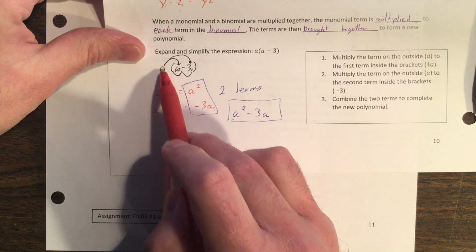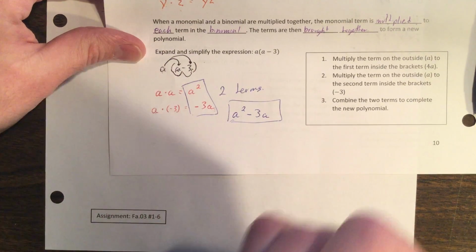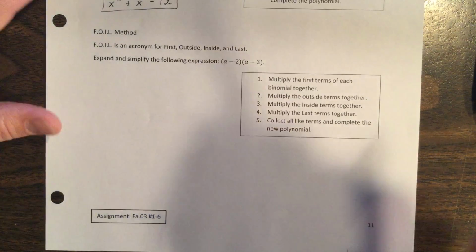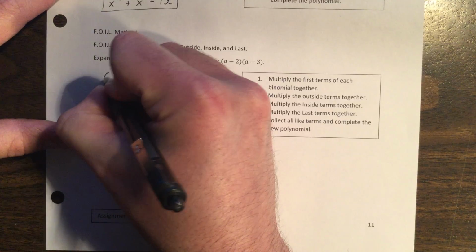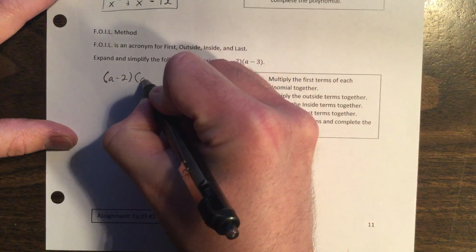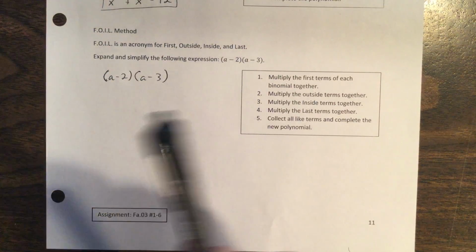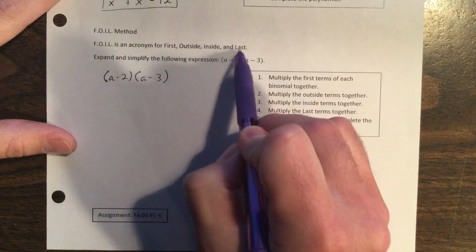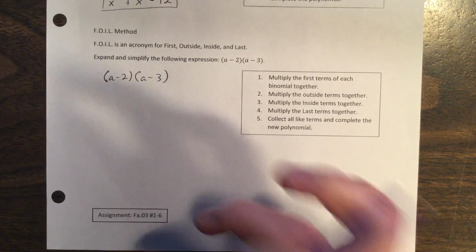Something here, we kind of take the a and we multiply it into the brackets. We're going to use that same process, but now we're just dealing with more terms on each side. So I'm going to set up the question here. So it's a minus 2 and a minus 3. Okay, and we're going to use FOIL to solve this here. Now, FOIL, again, stands for first, outside, inside, last. And so that's how we multiply these two together.